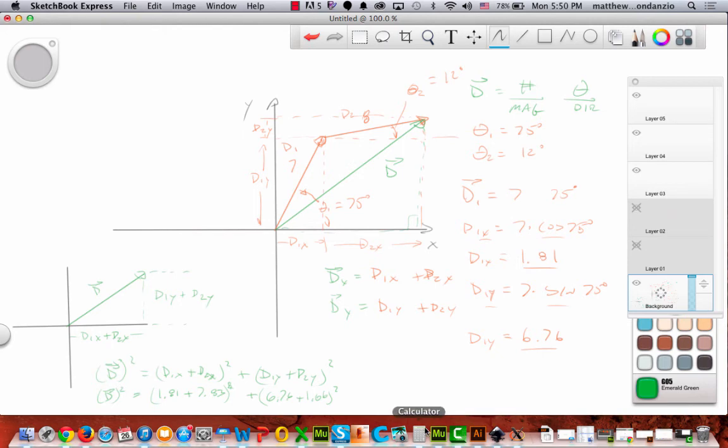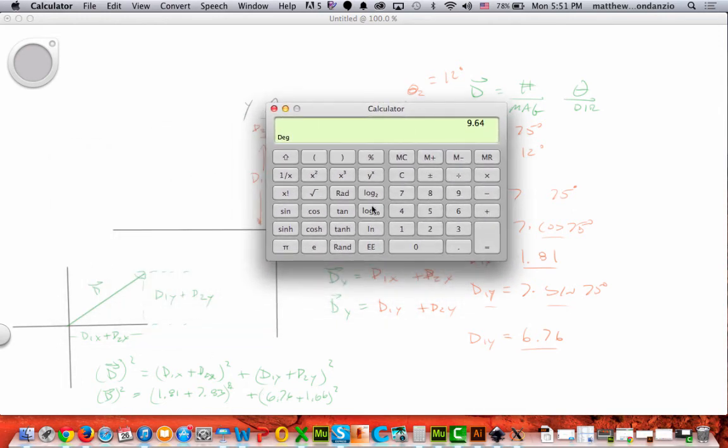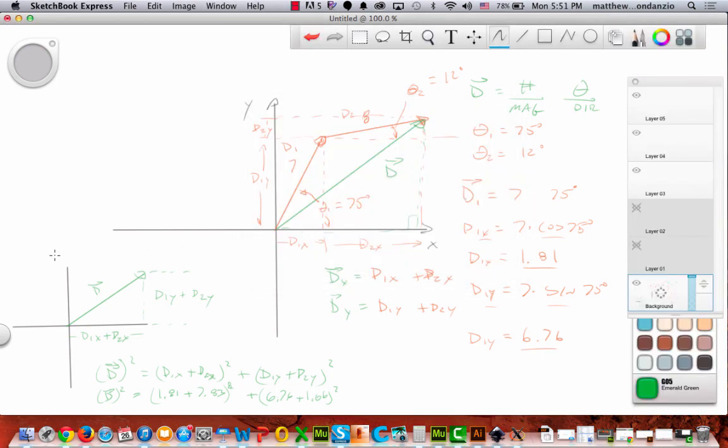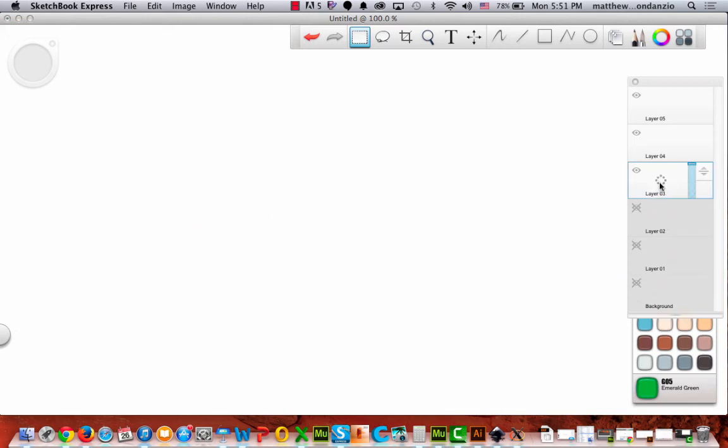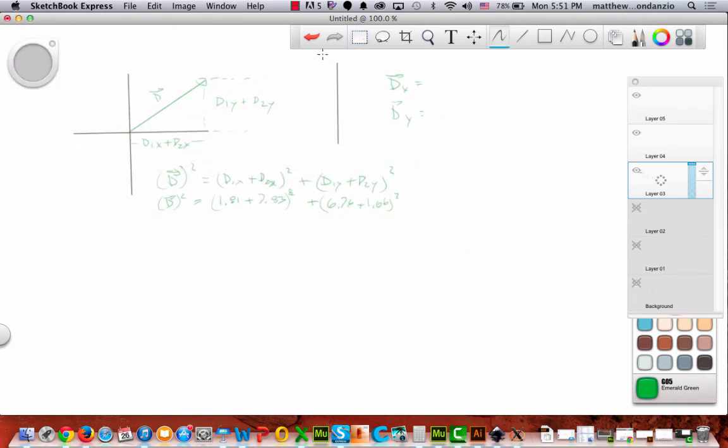So we can do some simple calculations here. 1.81 plus 7.83 equals 9.64. So I'm going to take this and bring it to a different stage. I'm going to copy it, go to a different layer here, and paste it. Okay, I'm just going to get rid of this so we can take a look at that.